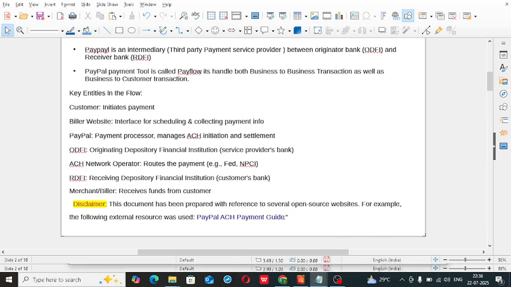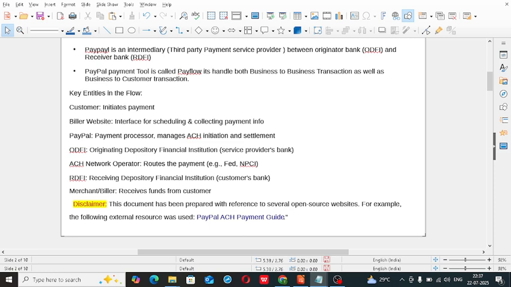We will go with a small example. I am consuming Airtel DTH, and I need to pay my bill amount on every settlement date. That is the scenario. Who is the customer? I am. He or she who consumes the Airtel DTH, that person we call the customer. The Airtel website we call the biller website.